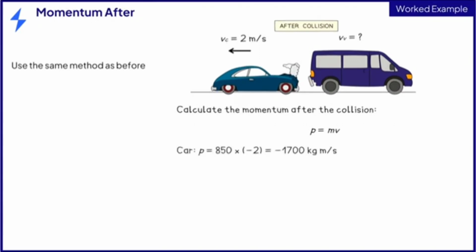Use the same method as before to calculate the momentum after the collision. For the car, this is 850 times minus 2, which is equal to minus 1,700 kilograms meters per second. It is minus 2 because the car is moving backwards to the left. For the van, this is 5,600 times the final velocity of the van.